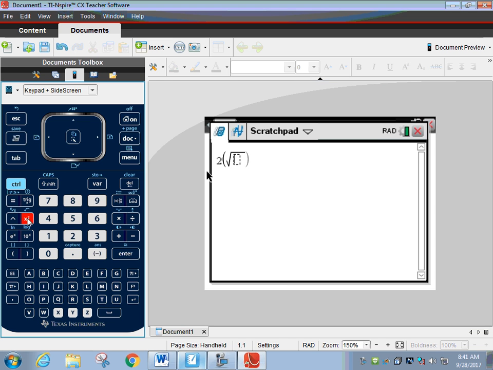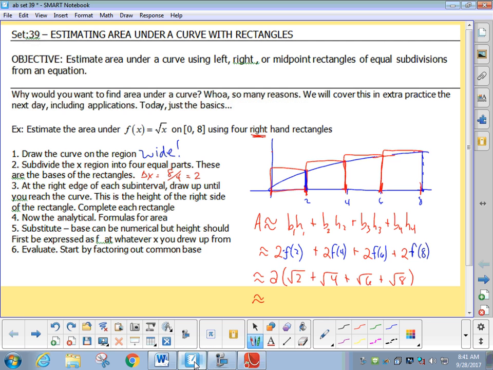Okay, square root 2 plus, I guess I could just say 2, never mind. Just 2 plus square root 6 plus square root 8. Did you get 17.384? Okay. 17.384 then is good. Always give me 3 decimals.